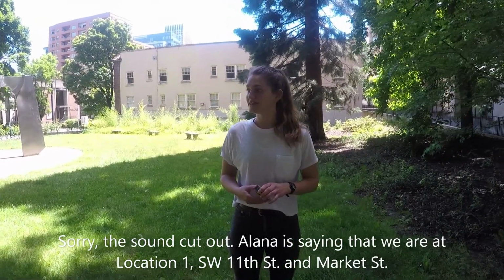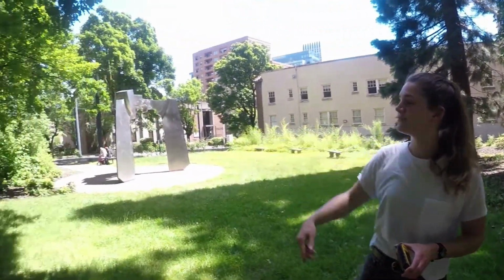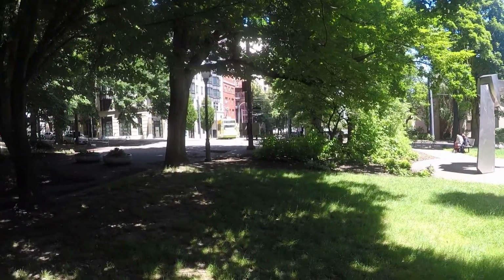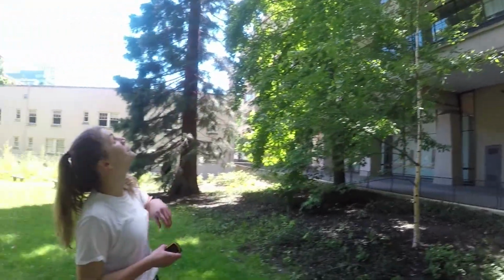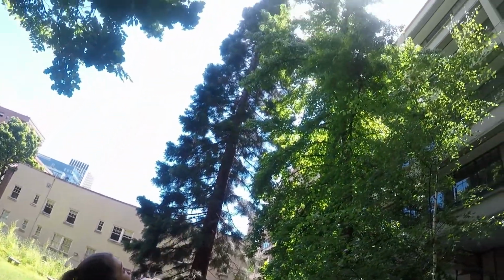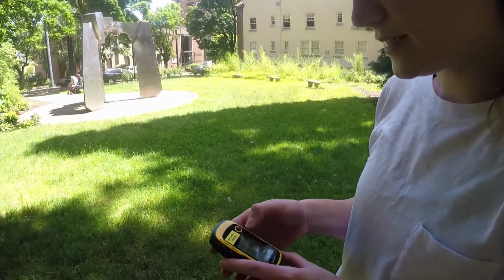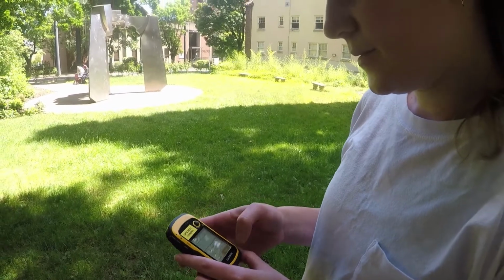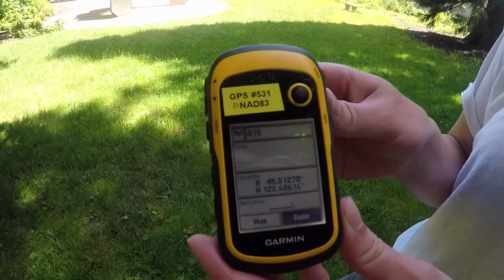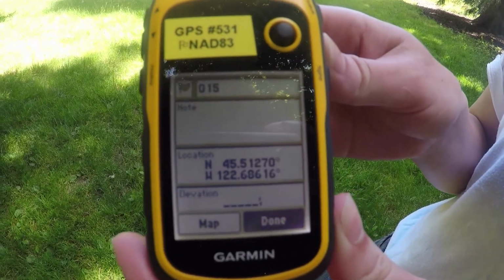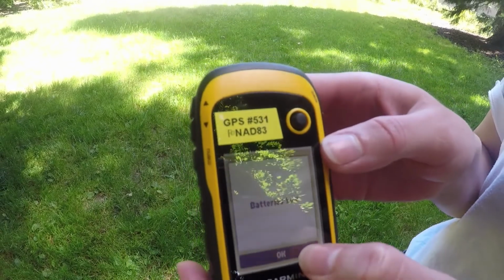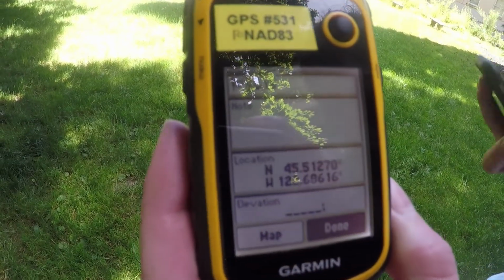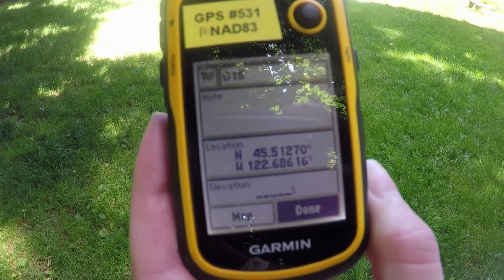We are at Southwest 11th and Market Street's over there. The weather is really nice right now. We're in the shade, but it's a pretty open, clear sky. The sun is shining. We're going to go ahead and start out with our GPS coordinates, which we have right here: 45.51270 degrees north and negative 122.68616 degrees west. Oh, battery's low. Sorry.